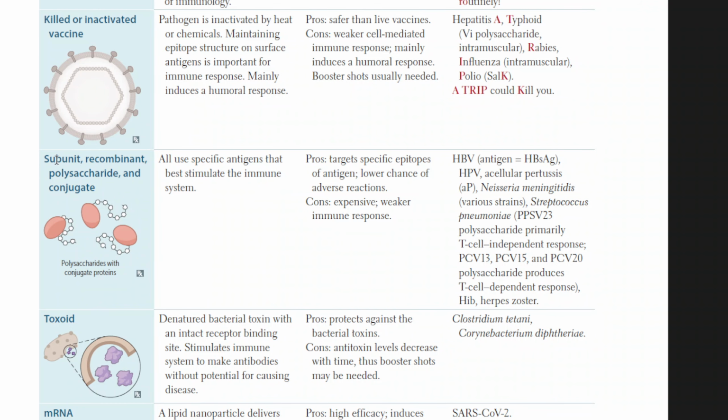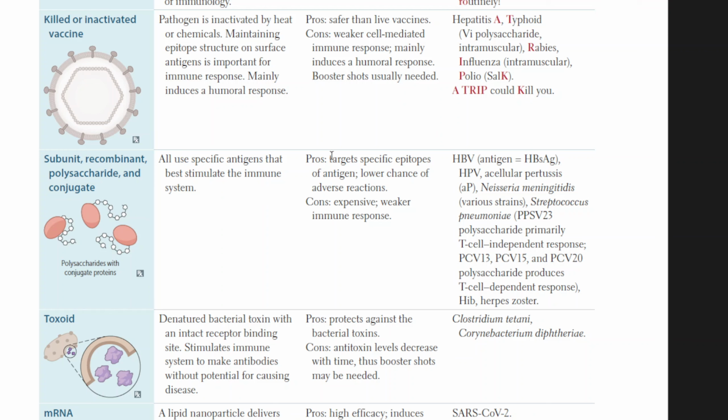So this next group, I think it's very high yield too. I have seen a lot of questions about this kind of group: subunit, recombinant, polysaccharide, and conjugated. Polysaccharide with conjugate protein. These vaccines all use a specific antigen that best stimulates the immune system, for specific targets.